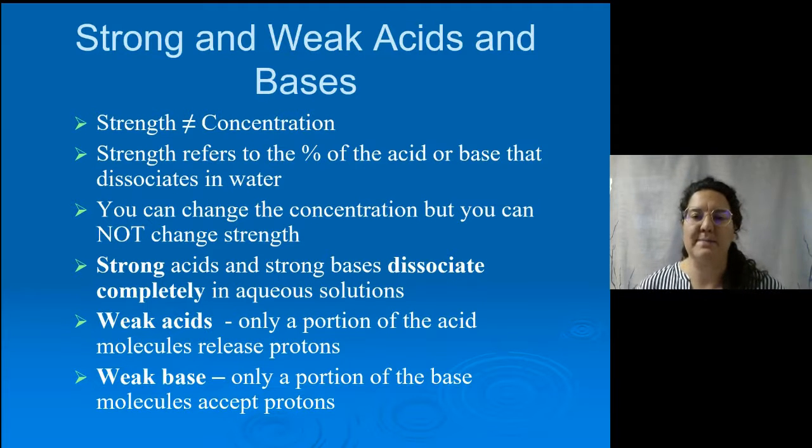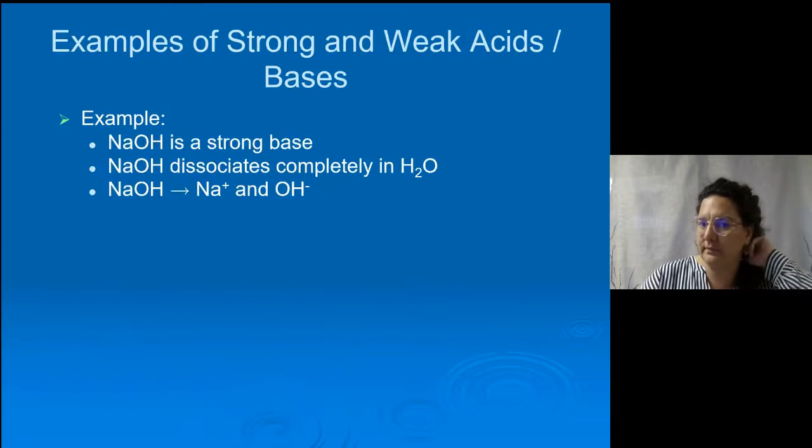When we're looking at acids and bases, strength does not equal concentration. Strength refers to the percent of that acid or base that dissociates in water. We can change the concentration of an acid or a base, but we cannot change its strength. Strong acids and strong bases dissociate completely in aqueous solutions and they become strong conductors. And for weak acids and weak bases, only a portion of that acid or base molecule becomes dissociated in water.